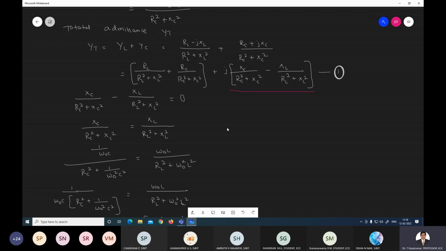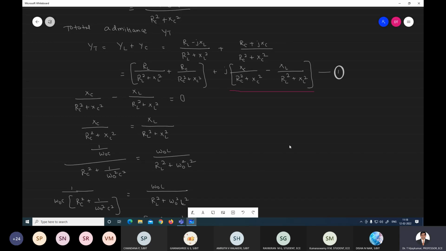This total admittance Y contains a real part and an imaginary part. In parallel resonance, susceptance is 0. What is the susceptance term here? It is the term in this equation: XC divided by RC square plus XC square minus XL divided by RL square plus XL square. We make it 0 because according to parallel resonance, susceptance is 0. That's why we equate this to 0.